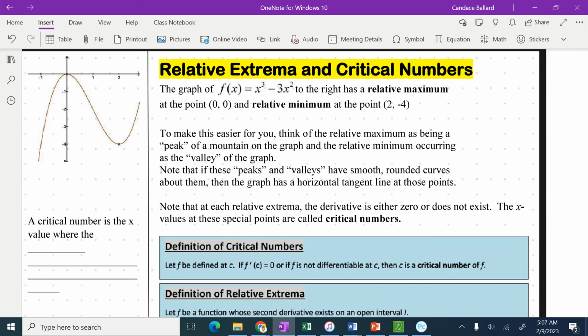In this video, we're going to still talk about section 5.2. We're going to talk about the definitions of relative, extreme, and critical numbers. If you have not paused and read through this page, you should do that first.